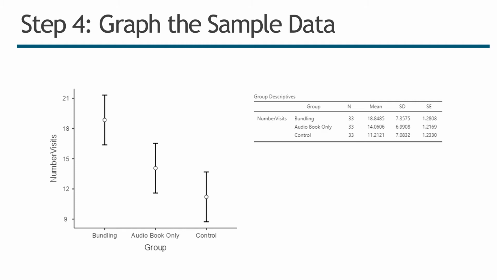And you can see that our temptation bundling group appears to have visited the gym more often than the audiobook group, and the audio group seems to have visited more often than the control group. So you can see that both in the graph and in the table of descriptive statistics. But what we need to do with our overall ANOVA now is determine, well, are these differences real, or are they likely to be due to sampling error?